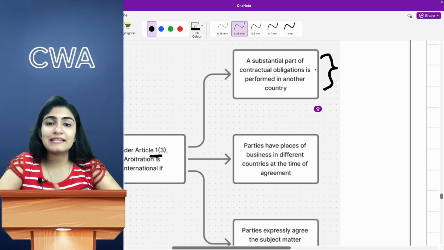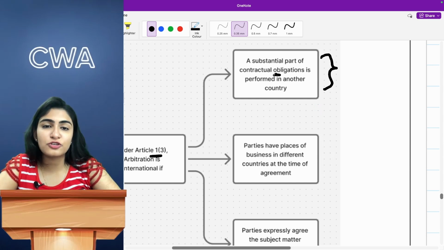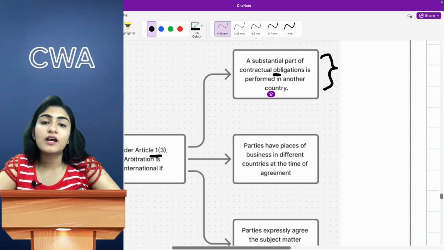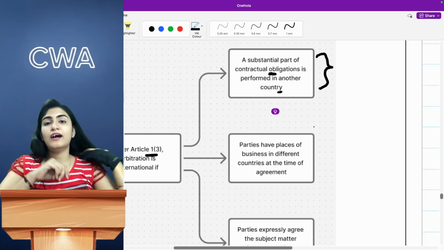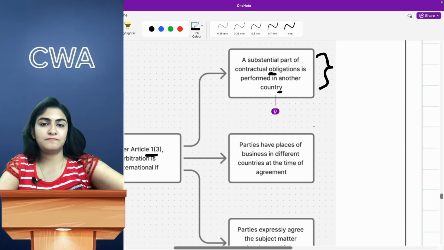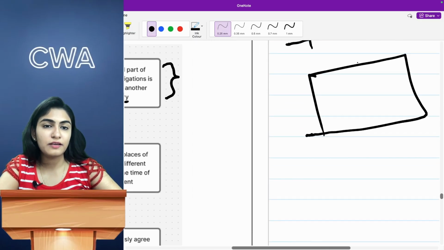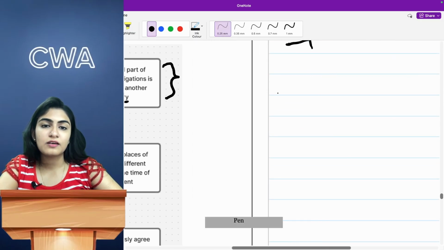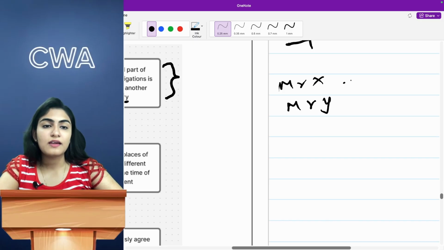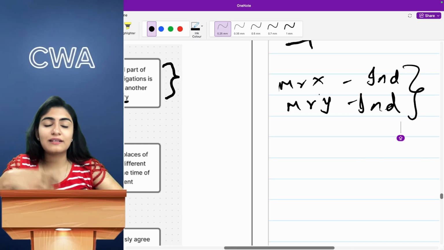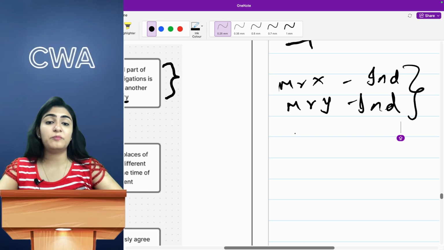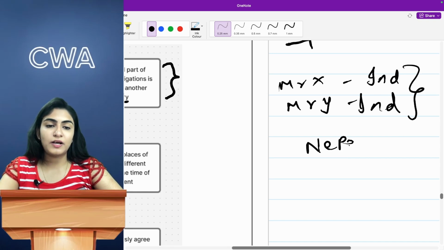The first point says that a substantial part of the contractual obligation is performed in another country. Let me give you an example quickly. Mr. X and Mr. Y both are from India, and they both enter into a contract that a bridge will be made in, let's say, Nepal.